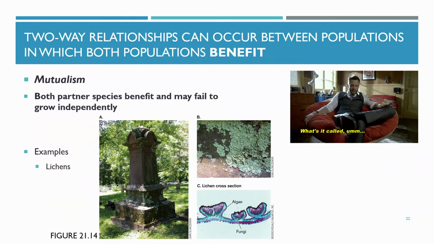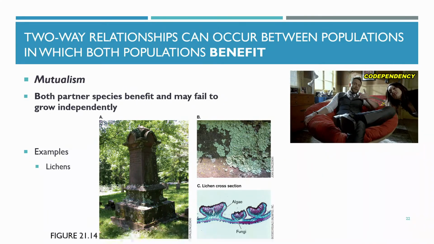So, mutualism is a two-way relationship between populations in which both populations benefit. Both partner species benefit, and they may fail to grow independently. They really depend on each other. They're codependent, as you can see here. That's just another way to remember mutualism.